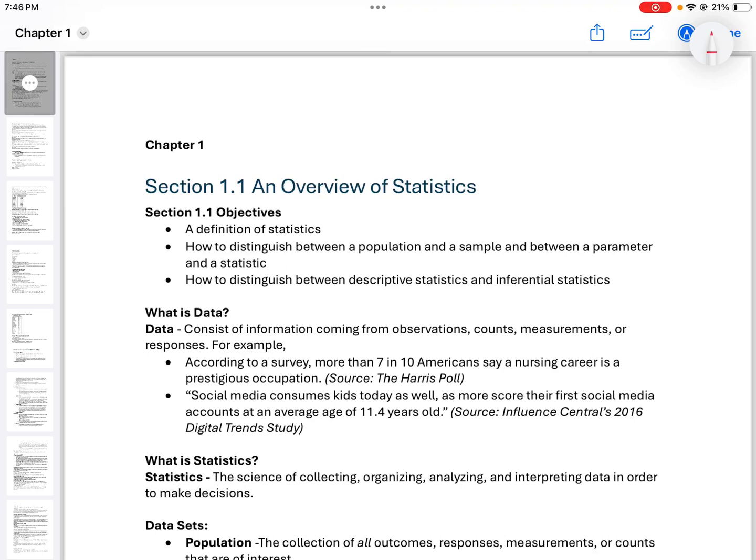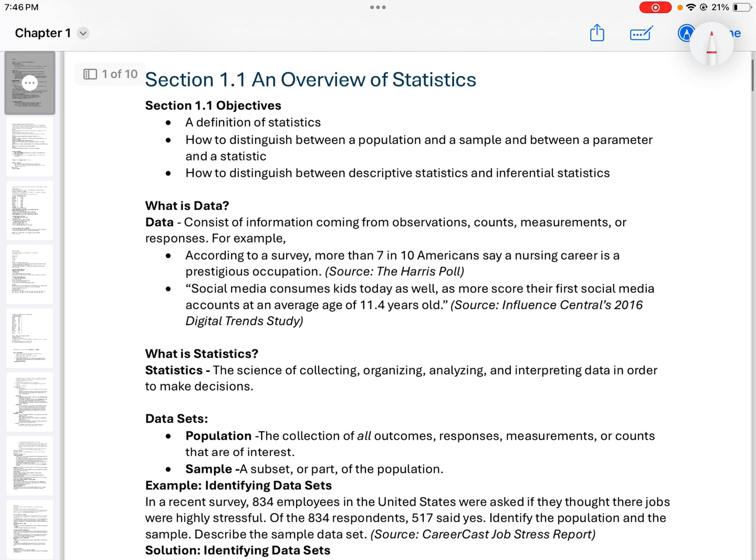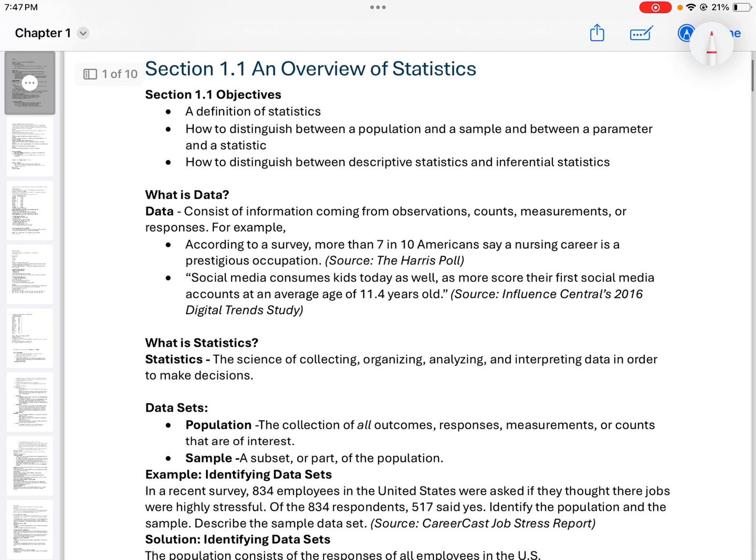Chapter 1. For Chapter 1, I'm including all three sections in one single video. Each section talks about a different topic of understanding the course of statistics and dealing with different definitions. Let's begin with section 1.1, an overview of statistics.